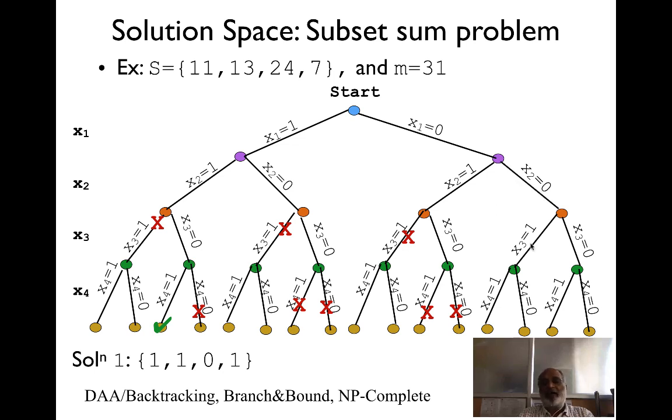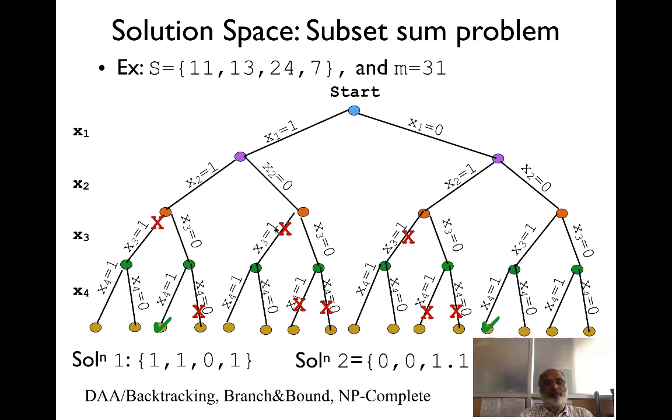And then my possibilities are I consider x3, which is 24, and I consider x4 is equal to 1, which means element 7. 24 plus 7 is 31. This gives me a solution. As you explore other branches, they don't give us a solution. And that way, by exploring a tree, we could find a solution.